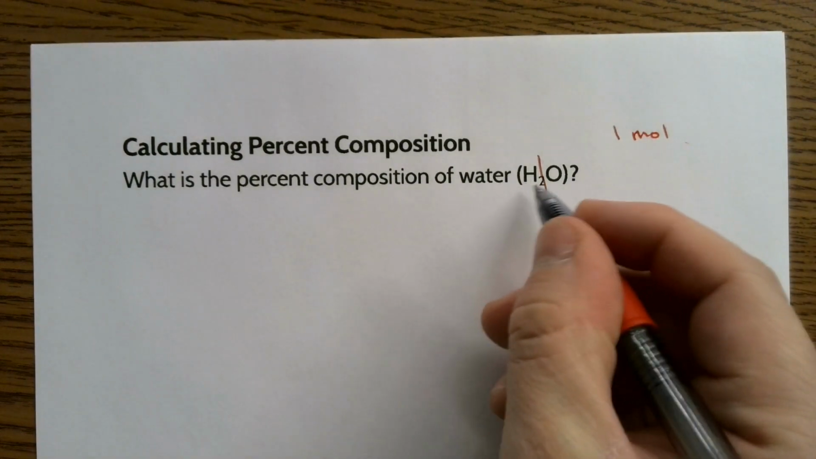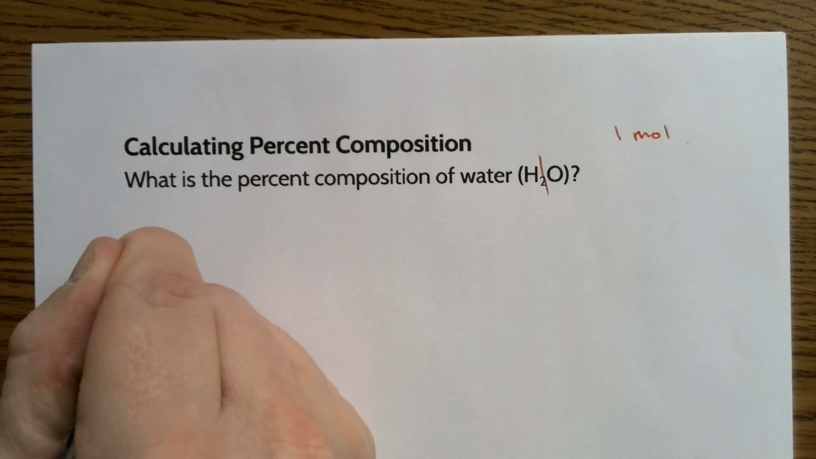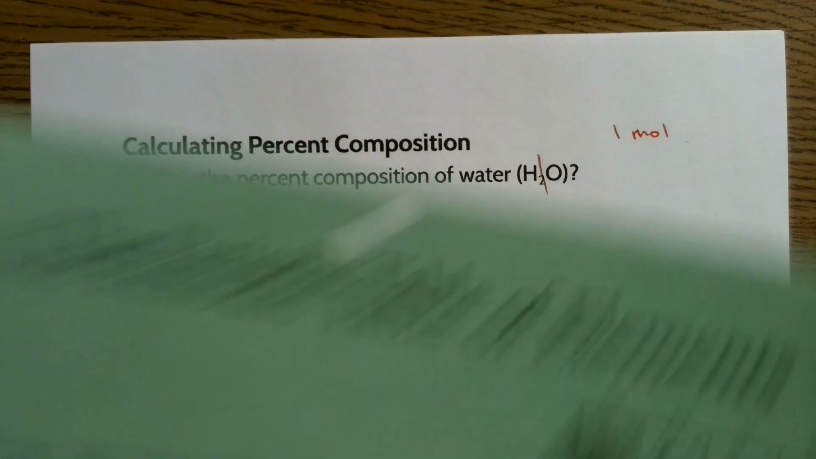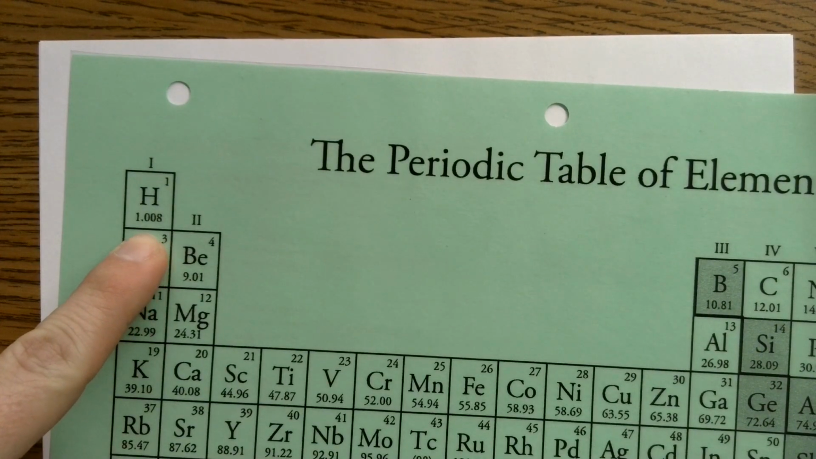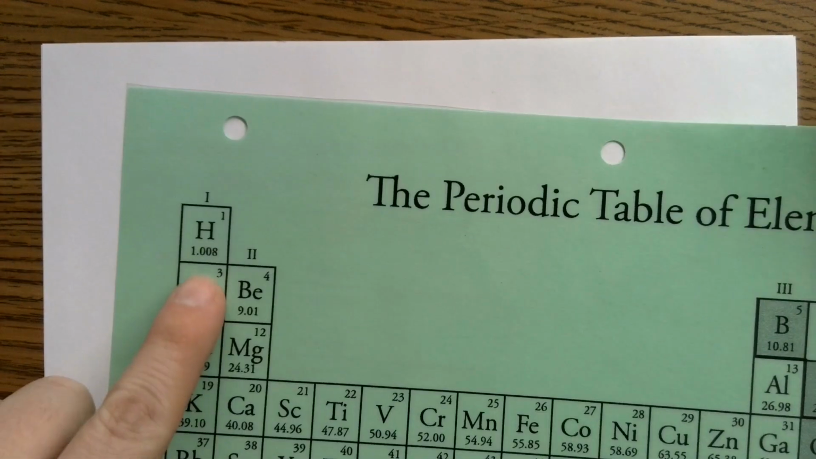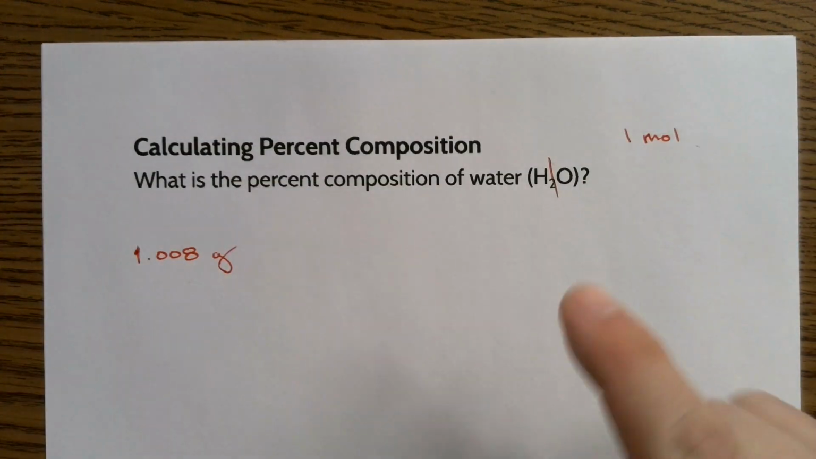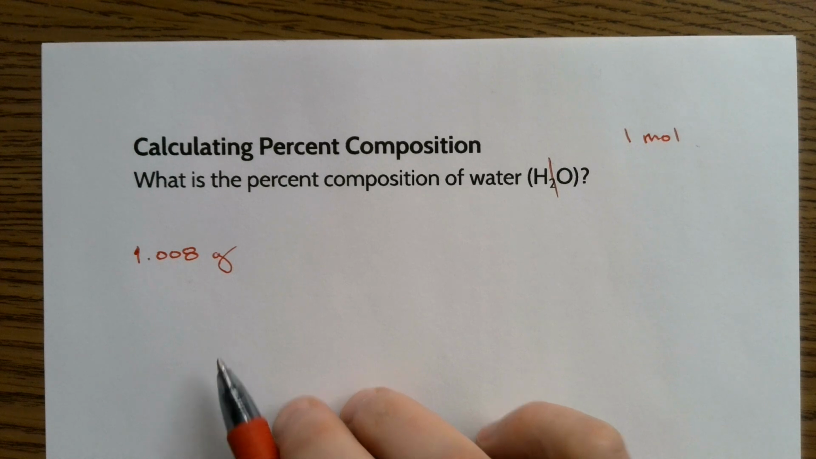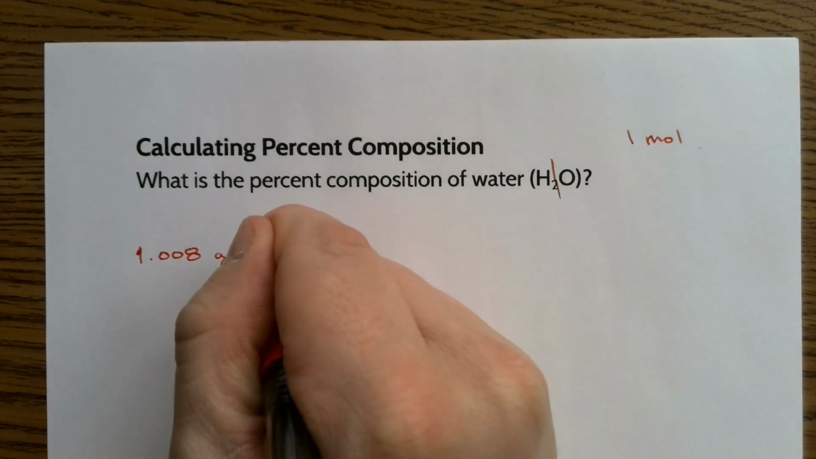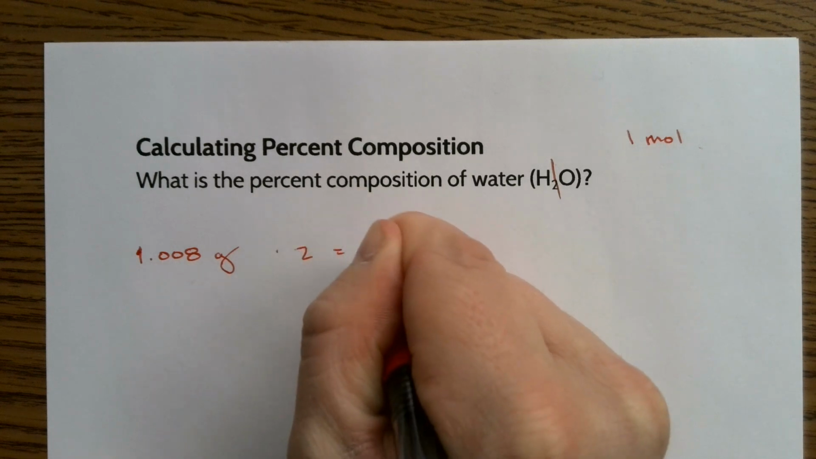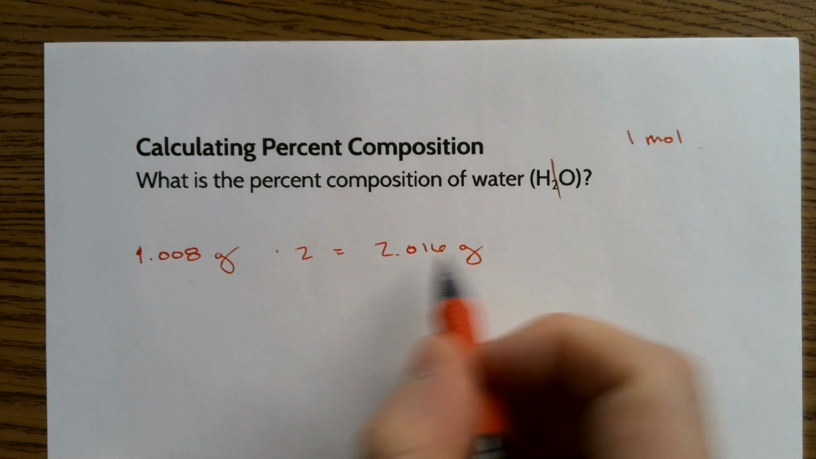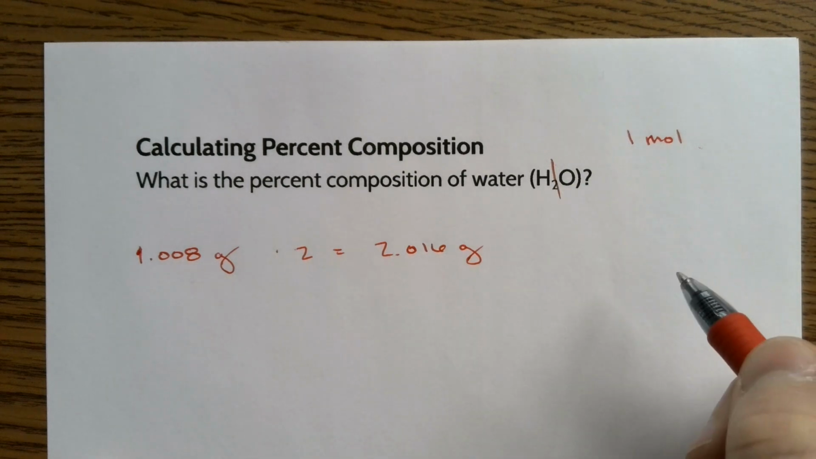So we have the hydrogen part, which is 1.008 grams. If we look here, the molar mass of hydrogen is 1.008. So if we had 1 mole of hydrogen, it'd weigh this much. But we have a mole of water, not a mole of hydrogen. So we have 2 hydrogens and an oxygen. So 1.008 grams times 2 gives us 2.016 grams. That's how much the hydrogen is going to weigh in our water molecule.